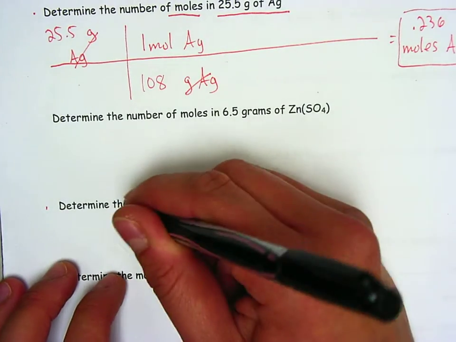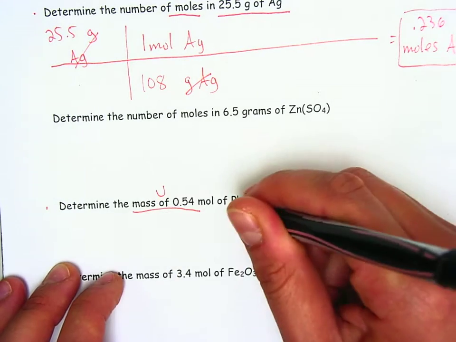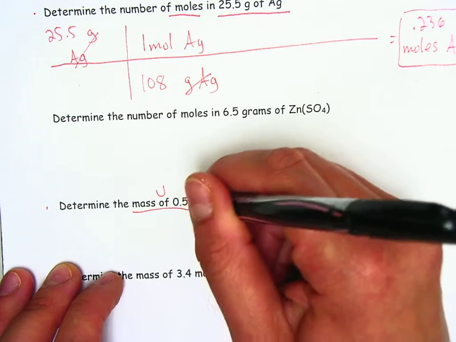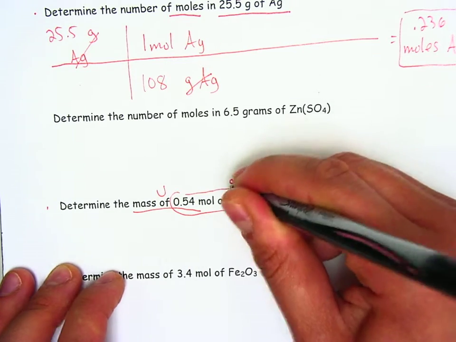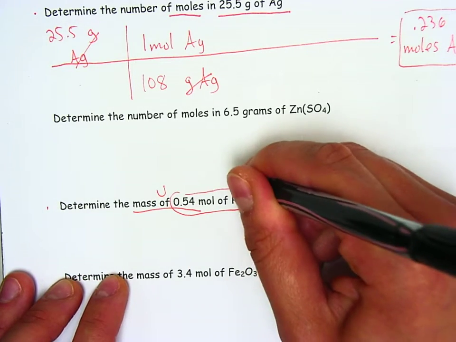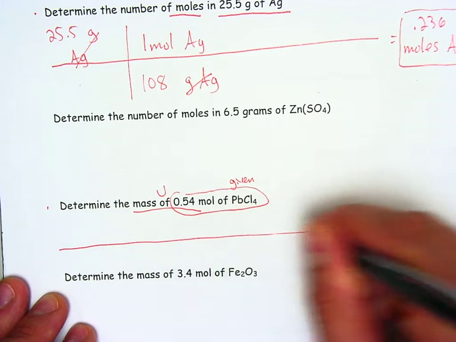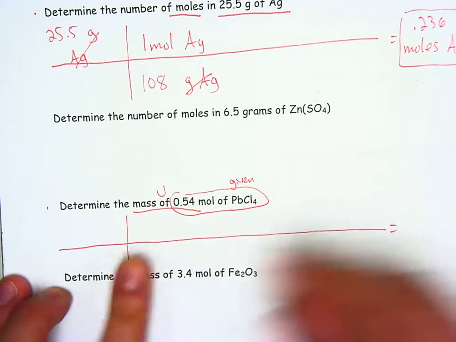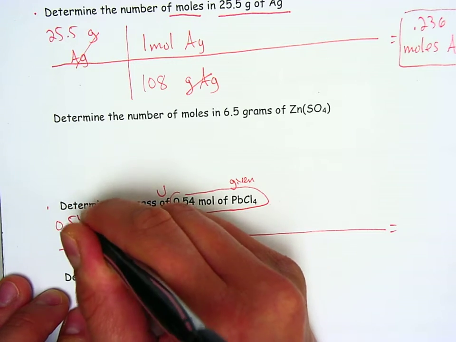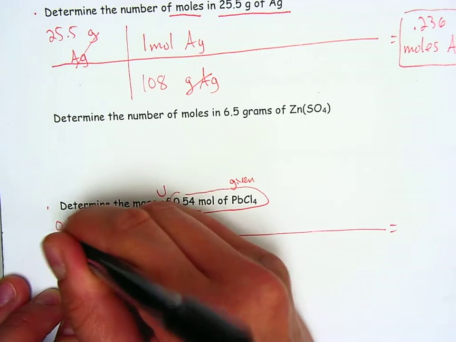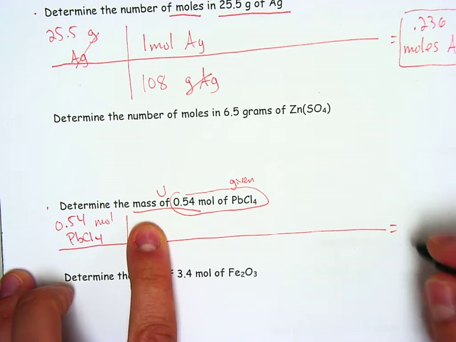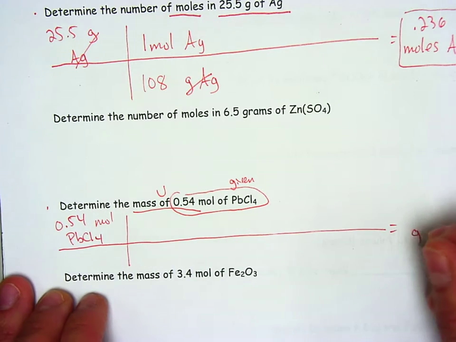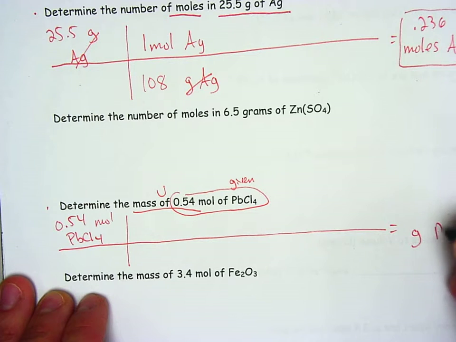Now for a little more difficult one, if we're working with a compound. Here it says determine the mass. So this is your unknown. The mass is unknown. The 0.54 moles is your given. So that's going to go in the top left, the 0.54 mole, and we need to write PbCl4. And it's saying, what's the mass of it? So I want to figure out the gram. So right away I'm going to put the unit and label at the end so I make sure I get at least a point on this problem.